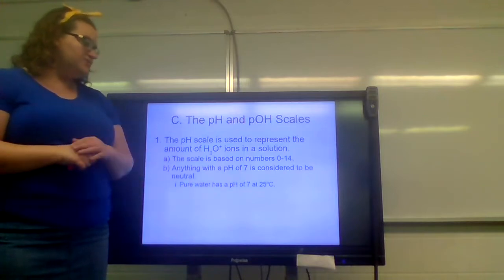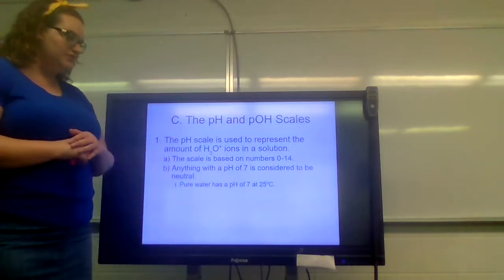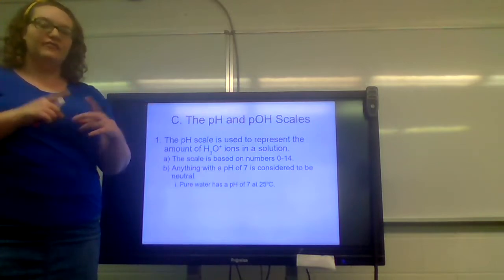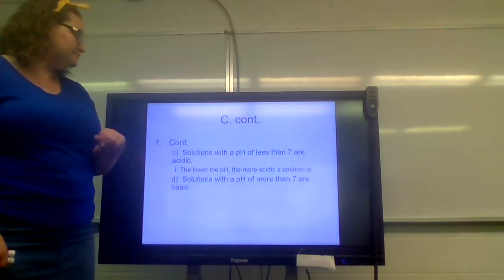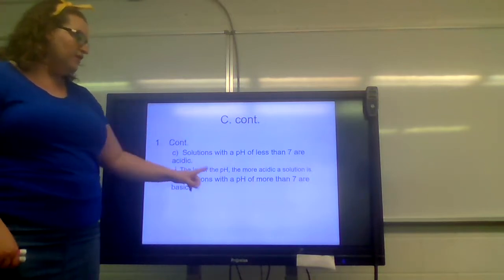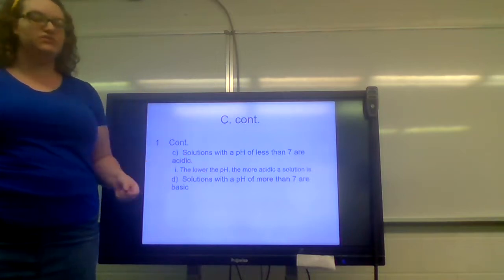Pure water has a pH of 7 at 25 degrees Celsius, and that's just the starting point. That's the working point for everything on the scale. Solutions with a pH of less than 7 are said to be acidic. Okay, the lower the pH, the more acidic a solution is.